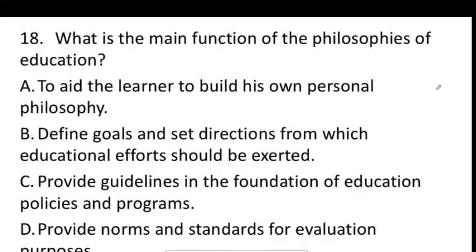What is the main function of the philosophies of education? Is it letter A, to aid the learner to build his own personal philosophy? Letter B, to define goals and set directions from which educational efforts should be exerted? Letter C, provide guidelines in the foundation of education policies and programs. Letter D, provide norms and standards for evaluation purposes. Now, the correct answer here would be letter B, to define goals and set directions from which educational efforts should be exerted. That's the correct answer for number 18.